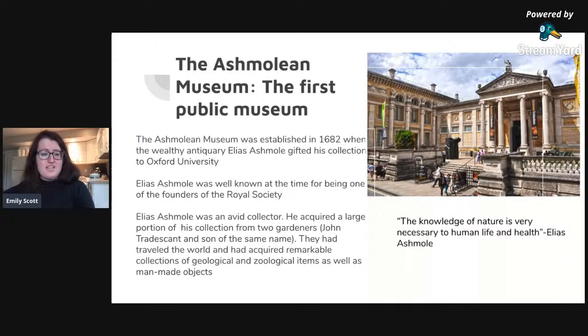Elias Ashmole was an avid collector. He acquired a large portion of his collection from two gardeners, John Tradescant and his son of the same name. They had traveled the world and had acquired remarkable collections of geological and zoological items, as well as man-made objects. I want to highlight this one too, because again, we're seeing the public being interested in the collections of a well-traveled person. This was another thing about cabinets of curiosities too. They were the collections of lots of traveling. So people who wouldn't have had the opportunity to travel as much as these esteemed individuals would, they would be interested in that. And I put this quote by Elias Ashmole, because again, we're seeing the promotion of knowledge.